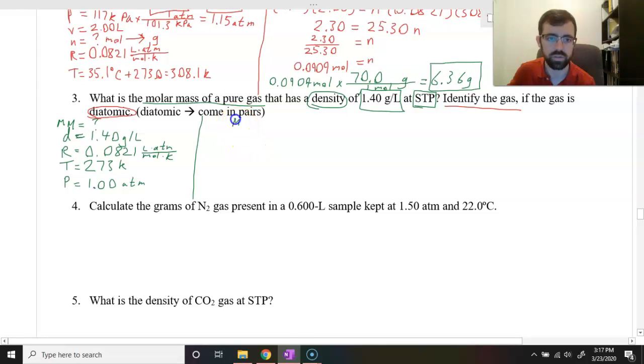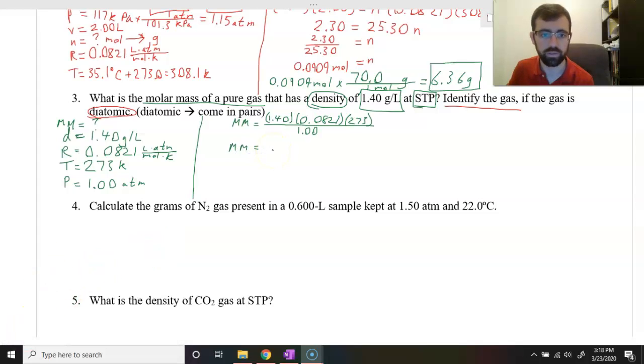Molar mass equals dirt over P. Density is 1.40, R is 0.0821, T is 273, over P, 1.00 atmospheres. So really, we're just going to multiply this and this and this and divide by 1. So we end up with 31.4 grams per mole.